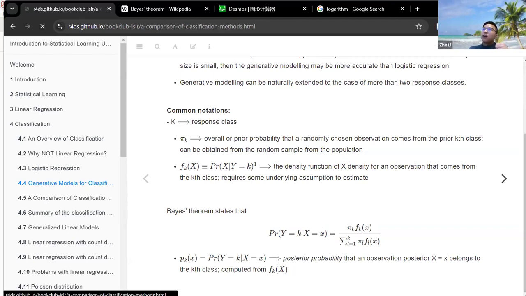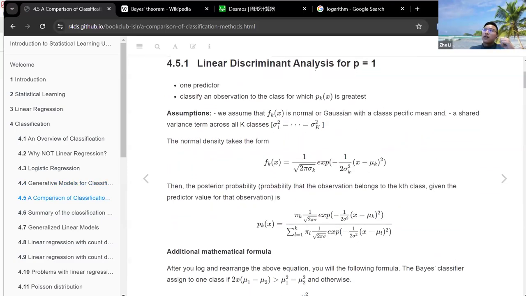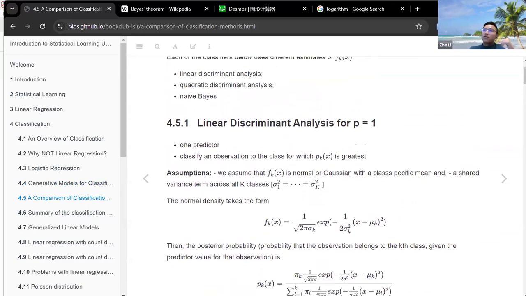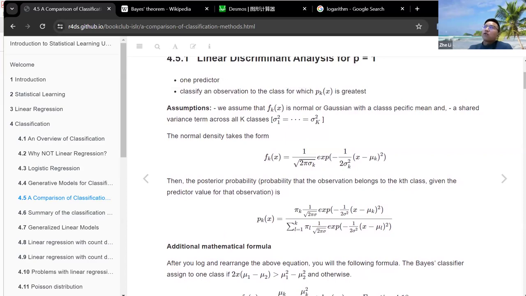Based on this function, we can extend the classification problem into linear discriminant analysis, quadratic discriminant analysis, and naive Bayes. The first is the linear one, which has some assumptions. First, we assume that the underlying distribution of each predictor is normal or Gaussian with a class-specific mean, but they share the same variance term across all classes. That is, their variance is all the same. Based on our knowledge of the normal distribution, the density function is here, a very complicated one, but we can refer to it as we derive the function of the LDA.